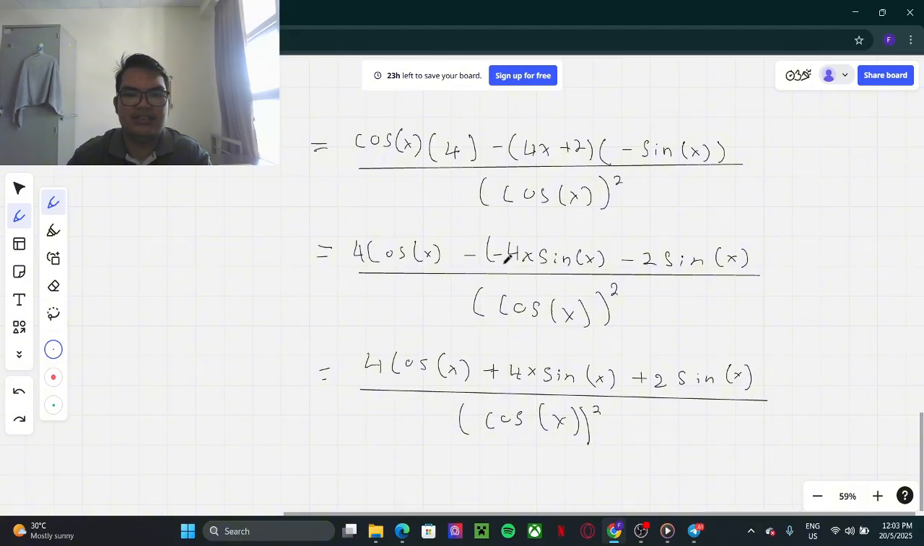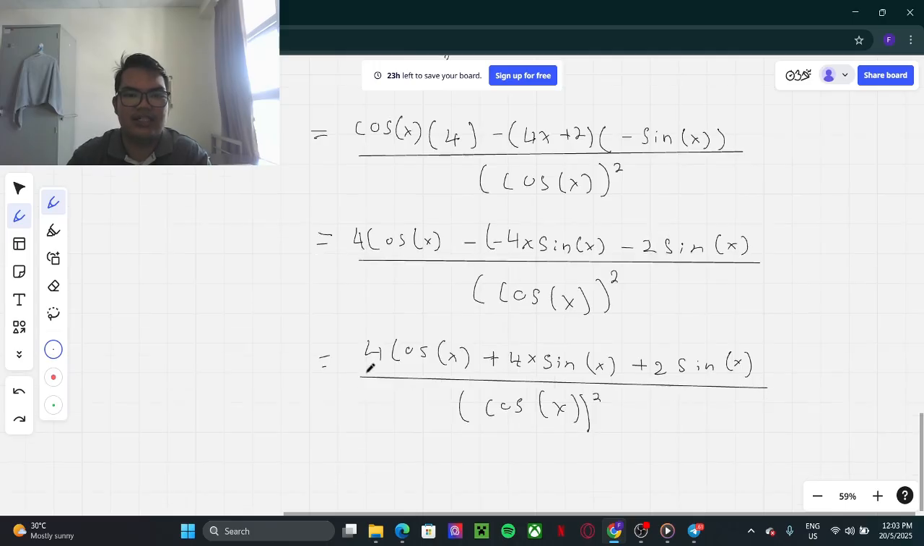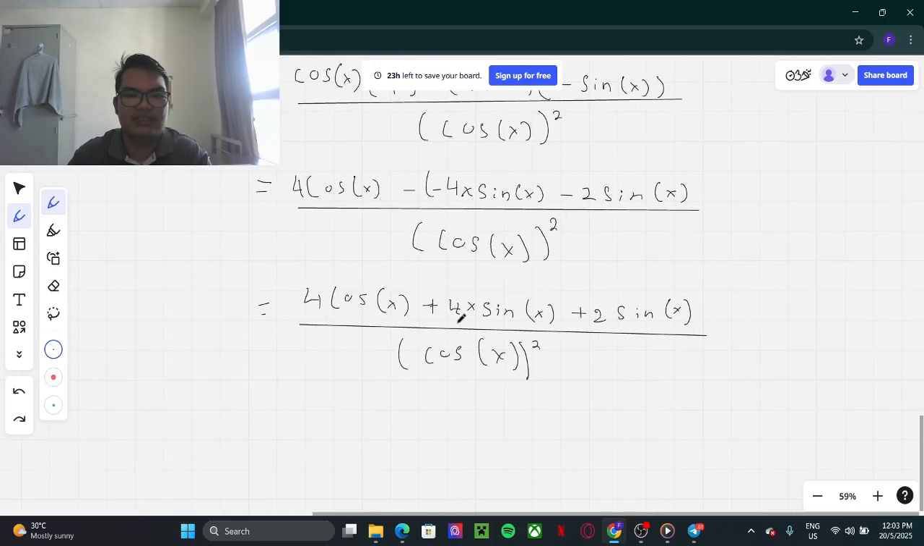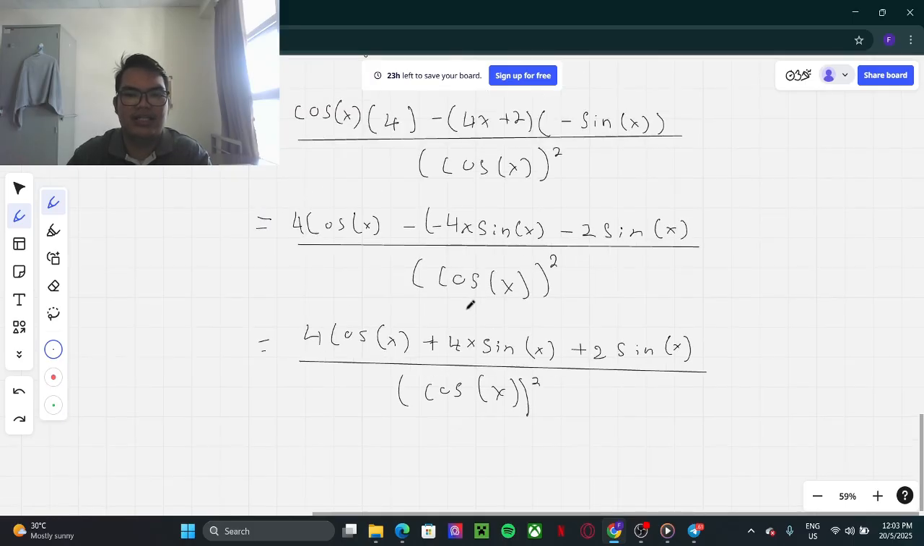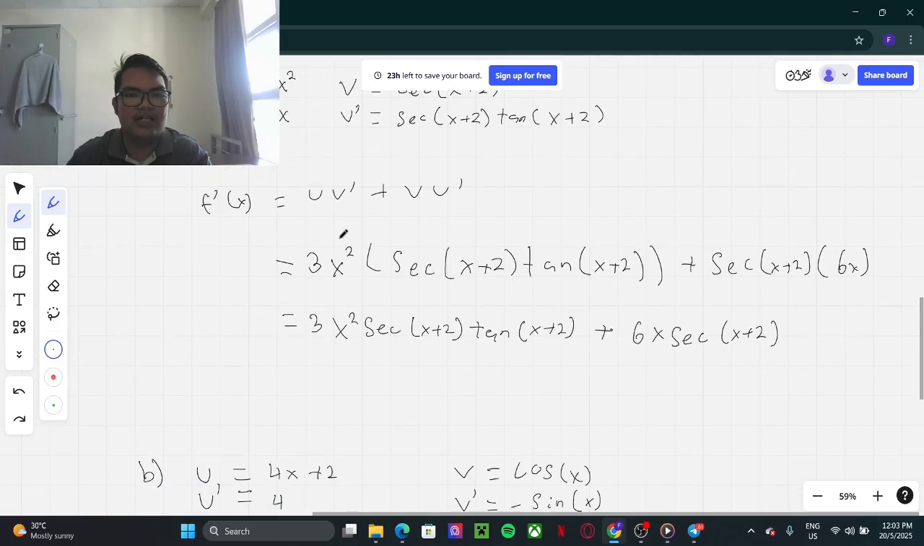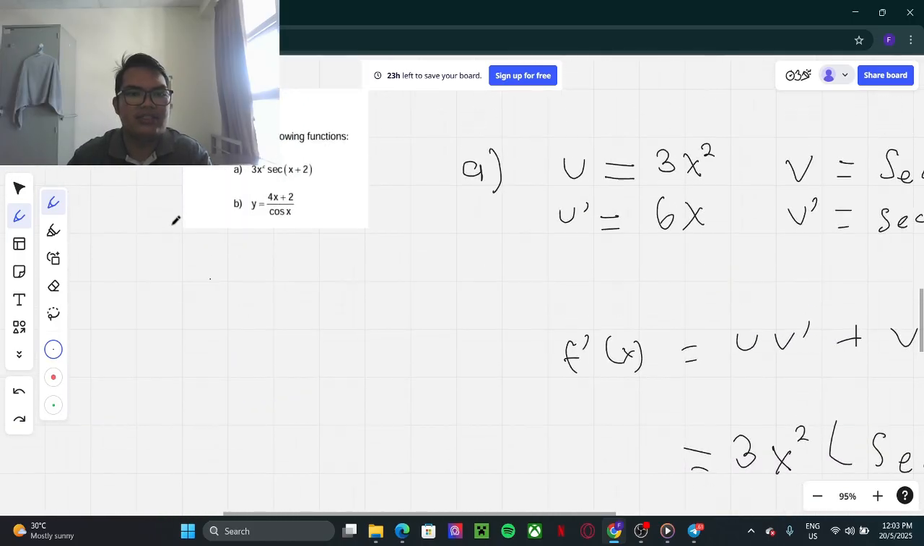But this is not solved yet since we have to expand this negative inside. So the final answer would be 4 cos x plus 4x sin x plus 2 sin x over cos x squared. And that is how we solve question 2.